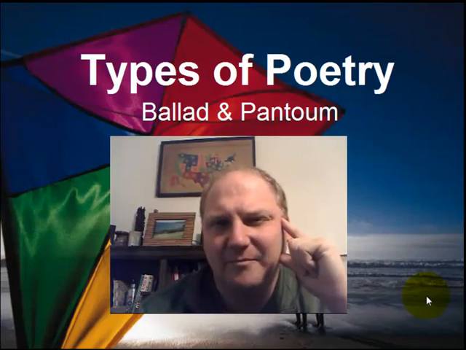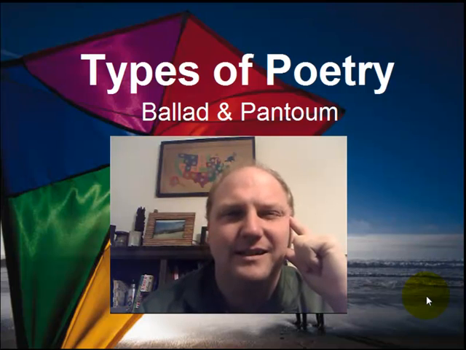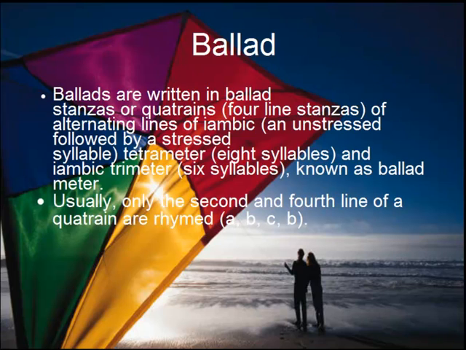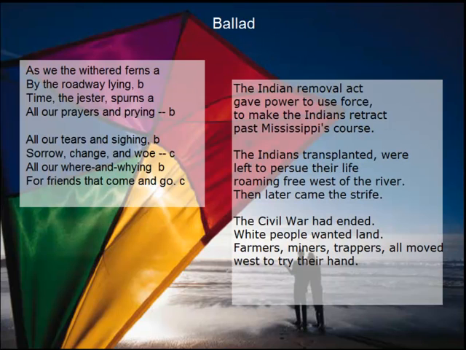Kids, next up in our types of poems series is ballads and pantoums. A ballad is written in ballad stanzas, also known as quatrains, and they have alternating lines of iambic tetrameter and iambic trimeter, which is known as ballad meter. Usually only the second and fourth lines of a quatrain rhyme, but sometimes the first and third lines can rhyme as well. So here's an example of two ballads.